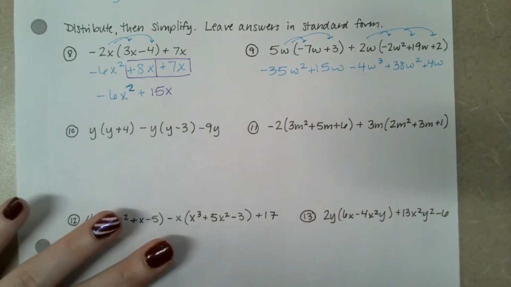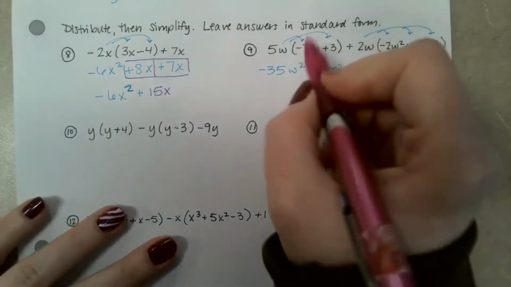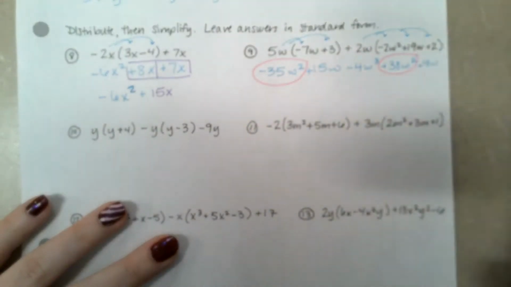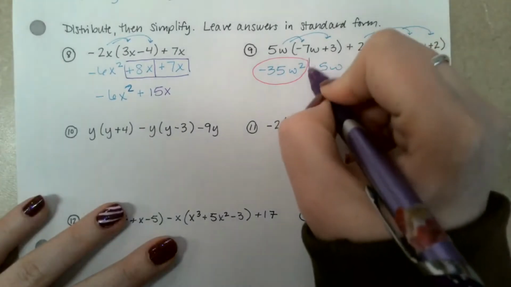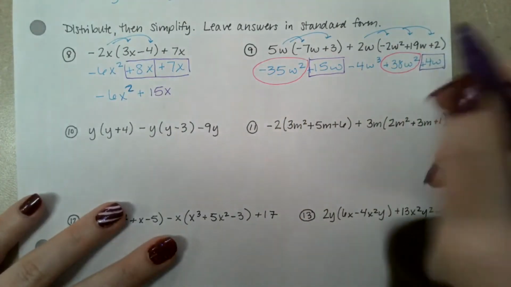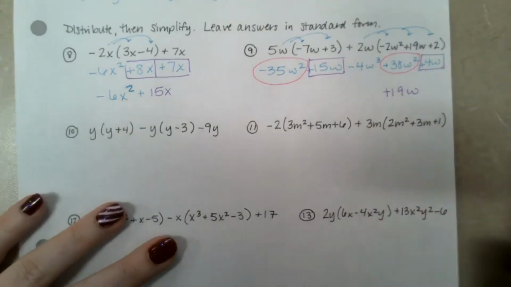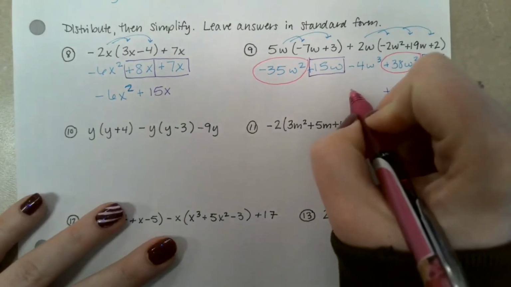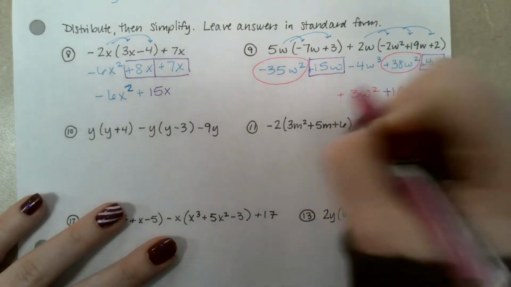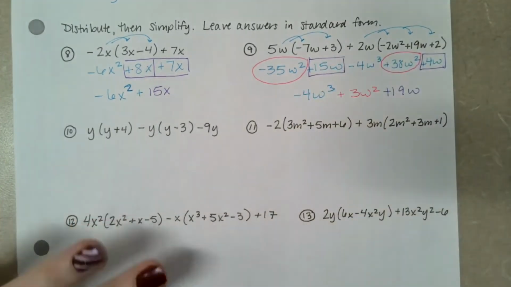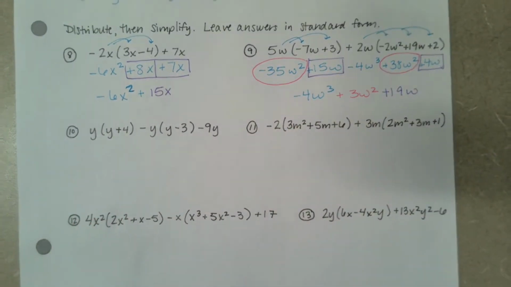And now we can go about combining our like terms. So my squares can go together. And then I also have two sets that are just w's. And my w cubed doesn't have a buddy, so it will just hang on with us here. So my w's come out to 19w. My w squareds come out to 3w squared. And then the negative 4w cubed didn't get combined with anything, so it just stays.